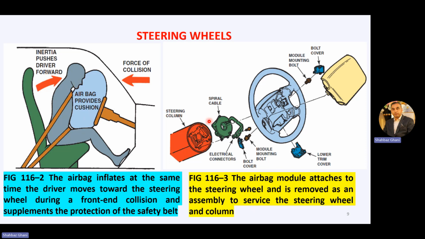So that is how it works. Now, the airbag module attaches to the steering wheel and is removed as an assembly to service the steering wheel and column. So we have this module cover, this bolt cover, the module mounting bolt, and the lower trim cover. Then we have this spiral cable along with its metal strip, which contains the electrical connection while turning, and this is the steering column, which is attached to the steering wheel. The spiral cable has electric current with the help of the metal strip, and that allows the igniter to ignite and function the airbag.